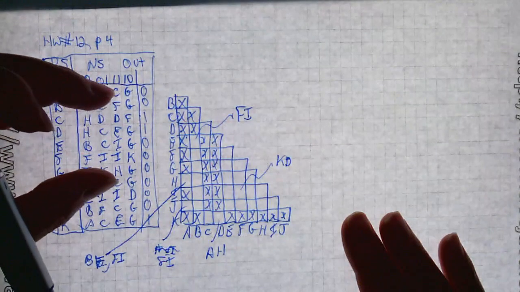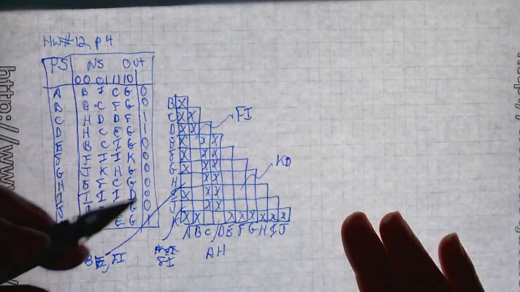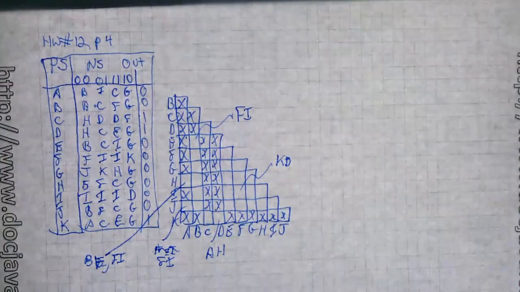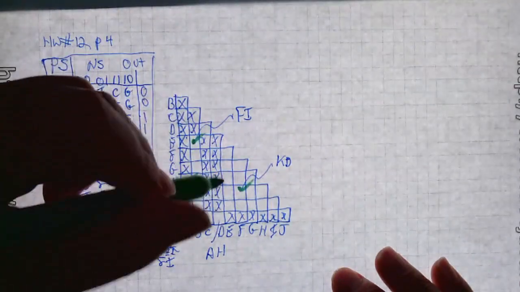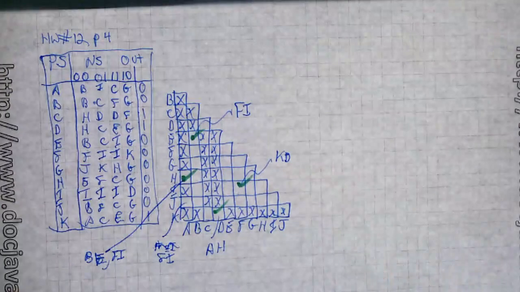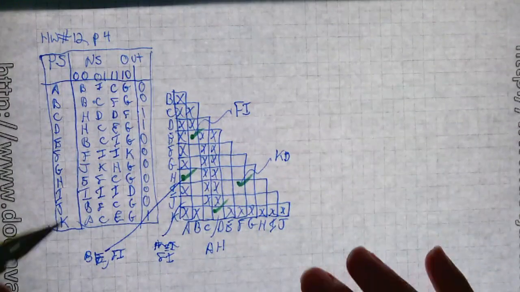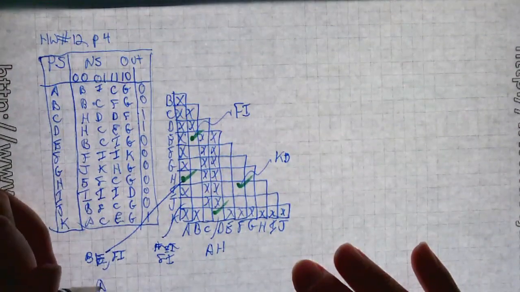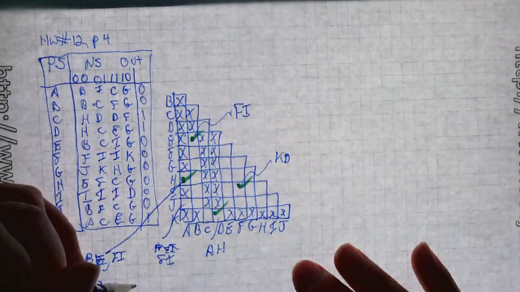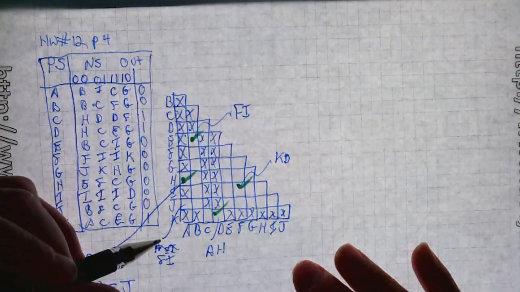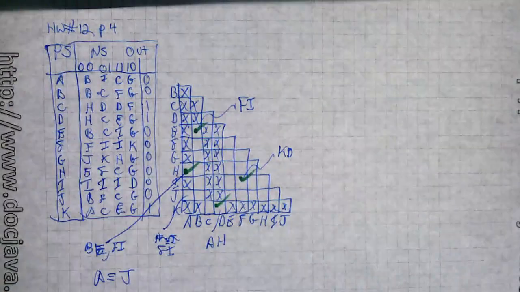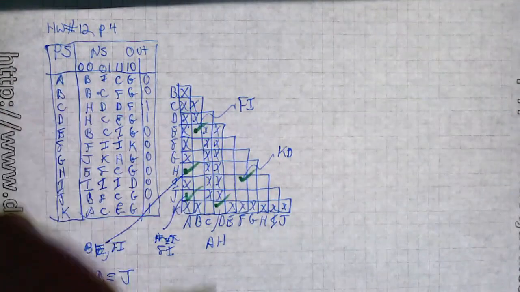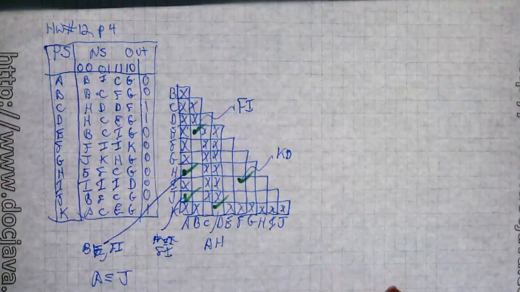And so I got all of these interesting sort of things in my cluster. I'm going to put check marks in them all. And now I can write it out. A is equivalent to J. Got another one here. And is equivalent to H.